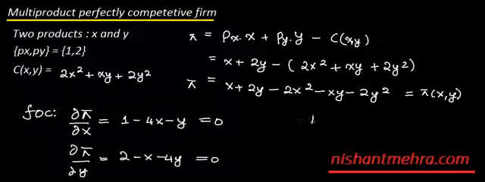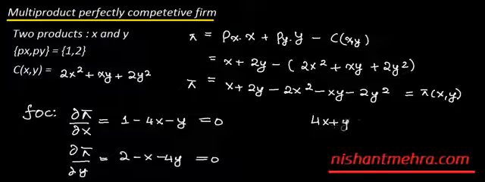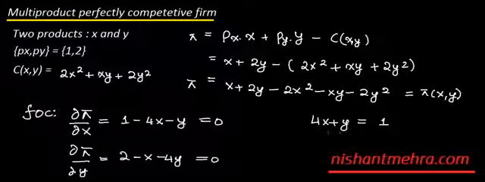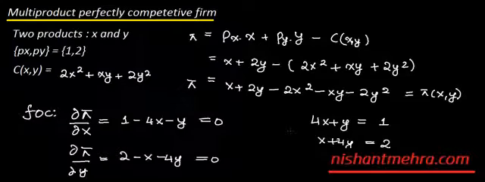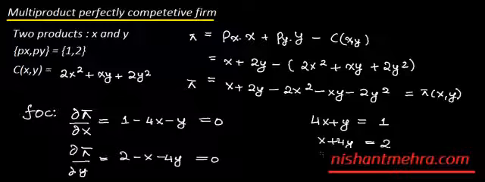One is, I'm just writing this in a simplified form, 4x plus y equals 1. Another is x plus 4y equals 2. So these are the two equations which you have. So what you can do is multiply the second equation by minus 4, and what you will have is minus 4x minus 16y is equal to minus 8.